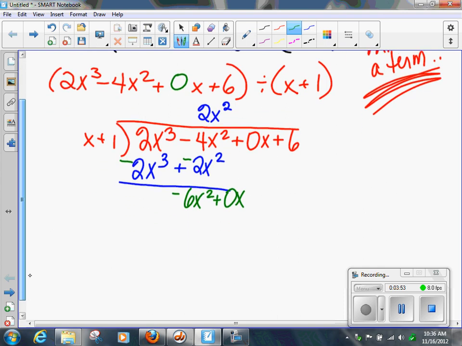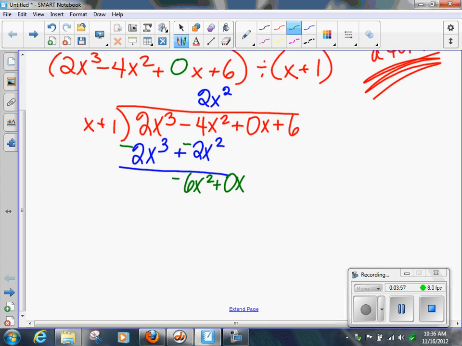Then we go through the same process again. X times what gives you negative 6x squared? Negative 6x. All right, now go back through it. Negative 6x times x is negative 6x squared. Negative 6x times 1 is negative 6x. What do I have to do? Change them to their opposite. My 6x squareds cancel. 0x plus 6x is 6x. Bring down your 6.